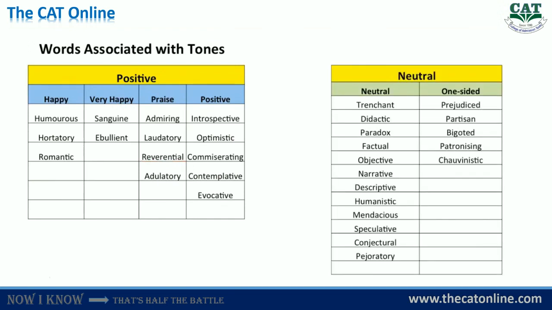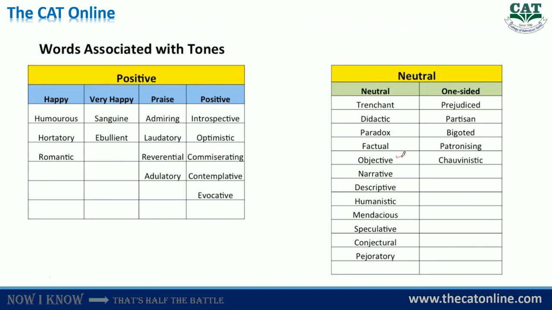Now let us take some examples of neutral tones. Neutral tones are very plain. They do not present the positive or the negative sides, but are very plainly stated. For example, let me take objective tones. We have all given some exams with objective type questions. So we are just concerned with what exactly is the fact. We are not concerned with any other information related to the fact. We are concerned only with the answer, right? So this is the answer.